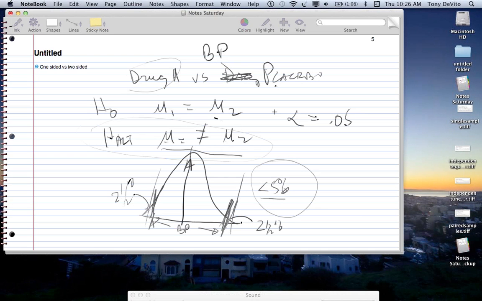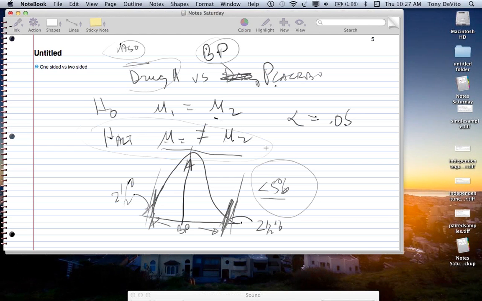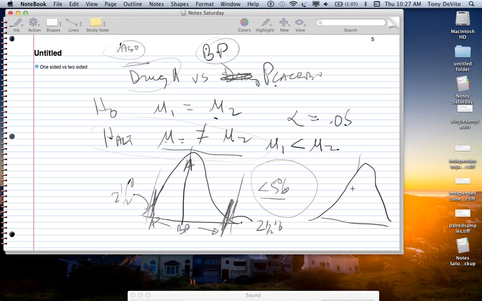Well, now, what if I had phrased it instead? I had phrased it, drug A, the way that it works is a vasodilator. Okay, or it relaxes your veins or arteries. Right, it's a vasodilator, and the way that it works, it's not possible for this to increase blood pressure. It can only reduce blood pressure. So it's physically impossible. I want to only examine the possibility that mu1 is less than mu2. Now when I look at that distribution, right, I can say to myself, whoops, that's not very clear.